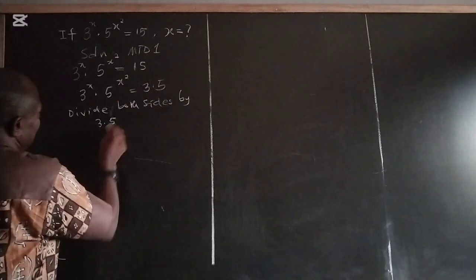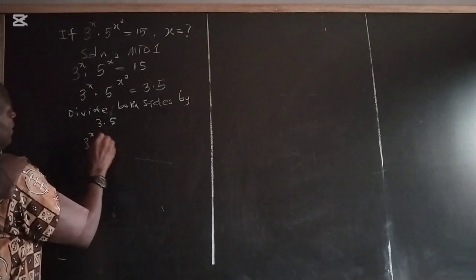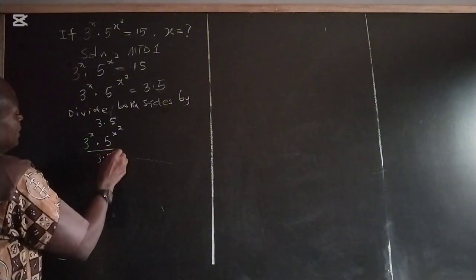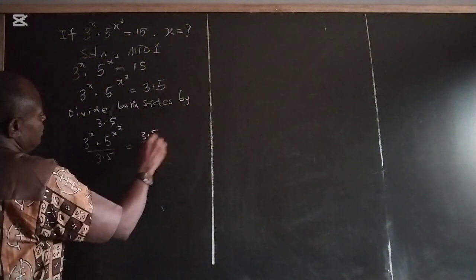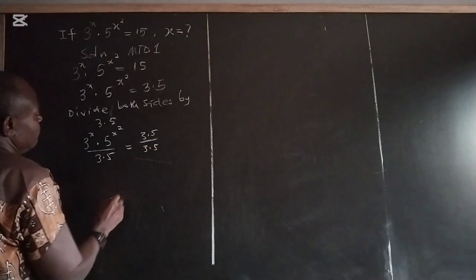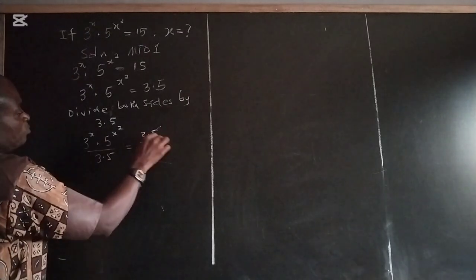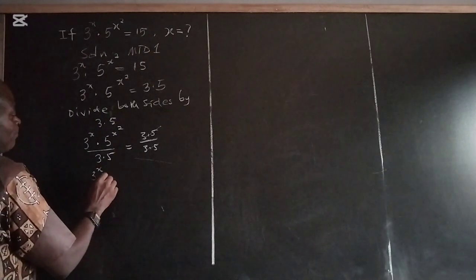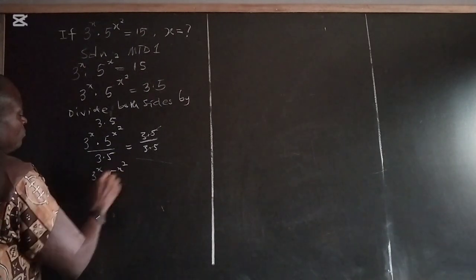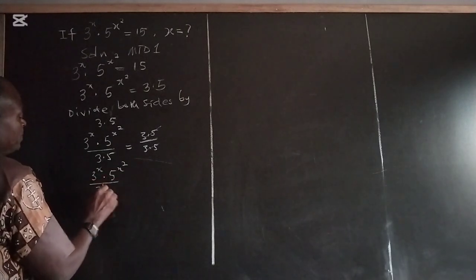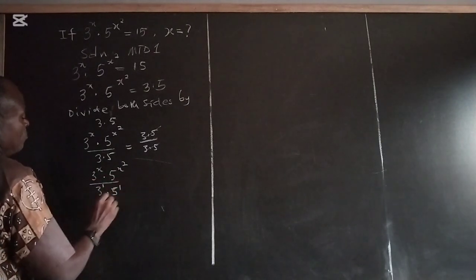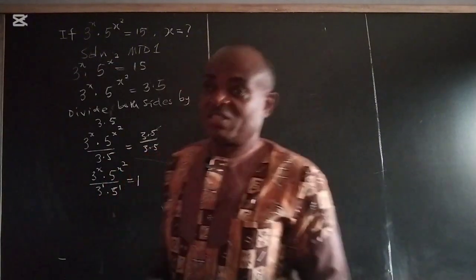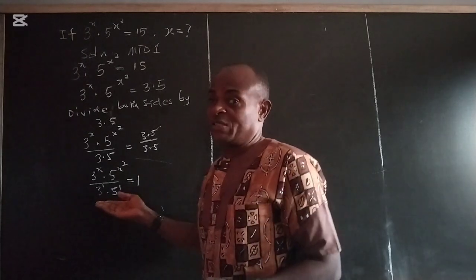If we do that, that's going to give us 3 raised to power x times 5 raised to power x squared divided by 3 times 5 is equal to 3 times 5 divided by 3 times 5. When we do this we cancel, and that's going to give us 1. So we have 3 raised to power x times 5 raised to power x squared divided by 3 raised to power 1 times 5 raised to power 1. The result is equal to 1. I'm sure you're still very conversant with this sort of result.